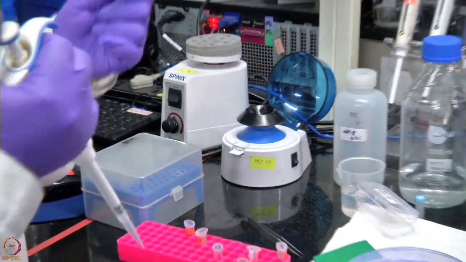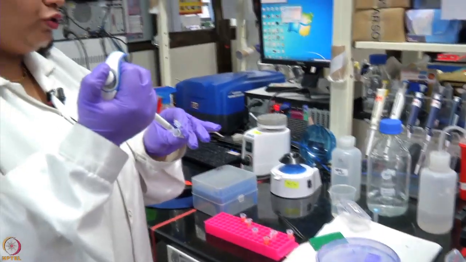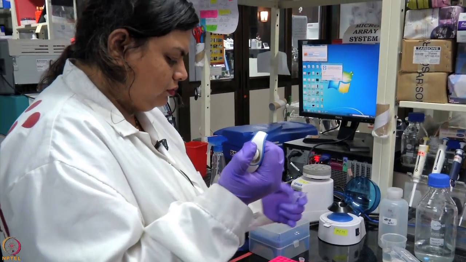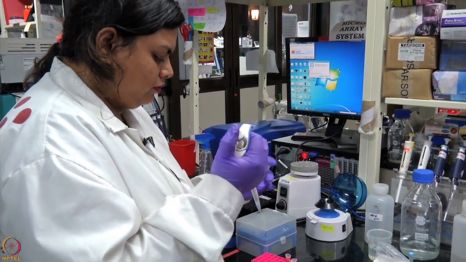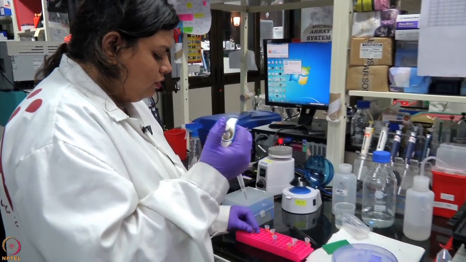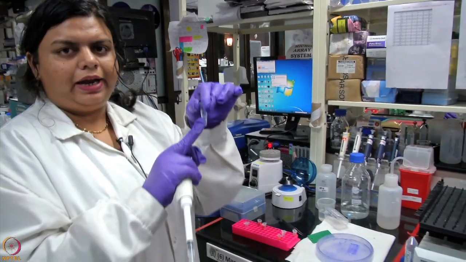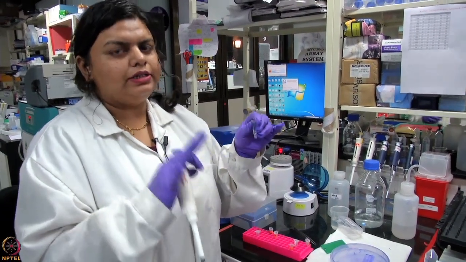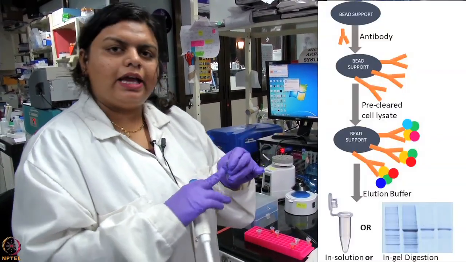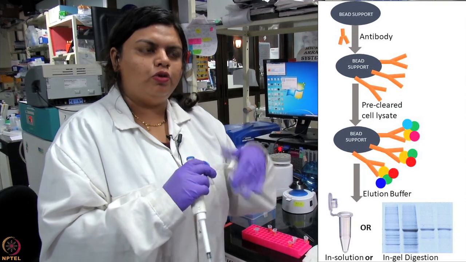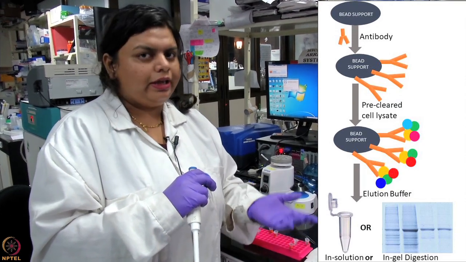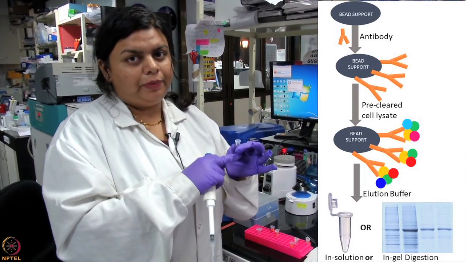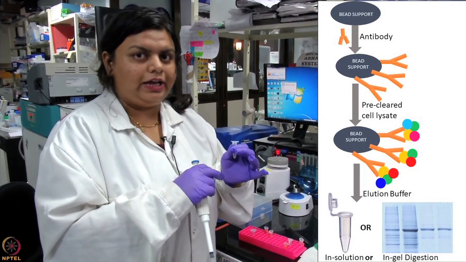Once this is done, you have to take the supernatant and put it in a fresh vial. This supernatant now contains your protein of interest as well as all its interacting partners. There can be two ways by which you can go for the protein identification. Number one, you can go for the in-solution digestion of this eluate. Number two, you can perform an in-gel digestion.